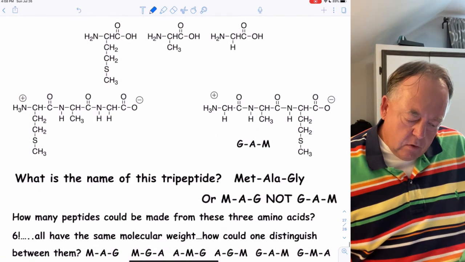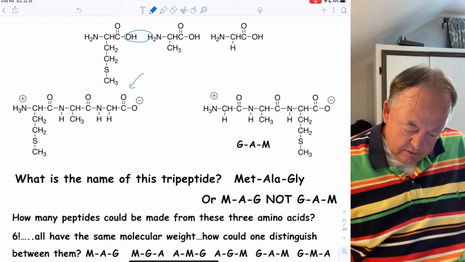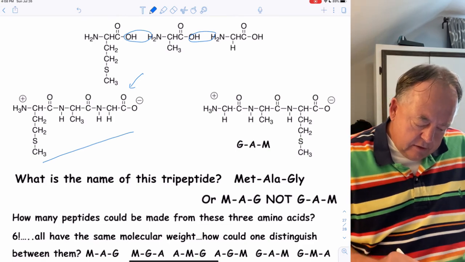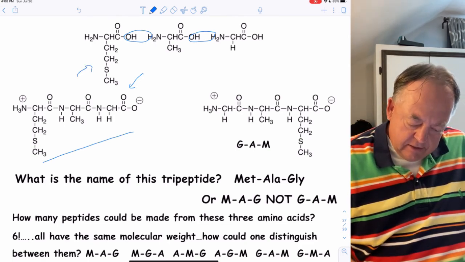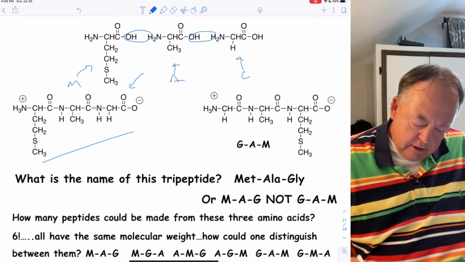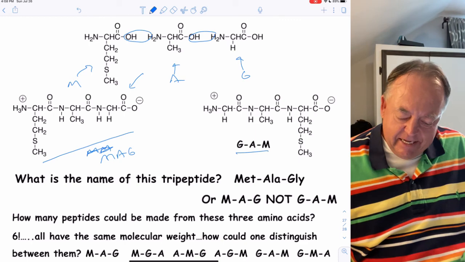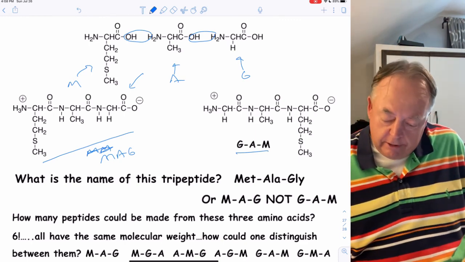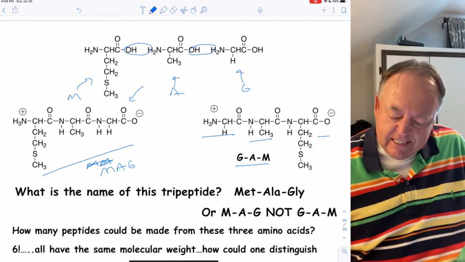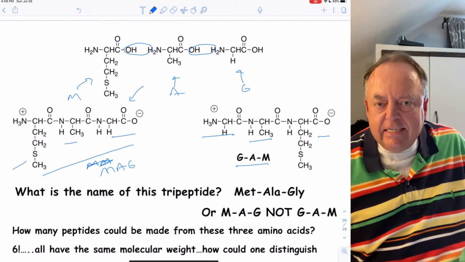Okay, so if we took these 3 amino acids and they made a peptide, the one that I have sketched here is where we made those peptide bonds. So if we were to name this, this is methionine, and this is alanine, and this is glycine. So the name of this would be MAG, right? Not GAM. GAM is a totally different peptide, because that would have glycine at the N-terminal end, and then alanine, and then methionine at the C-terminal end, whereas here you have methionine at the N-terminal end, and then alanine, and then glycine at the C-terminal end.